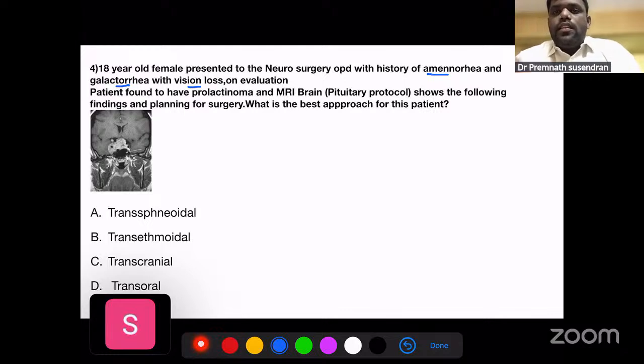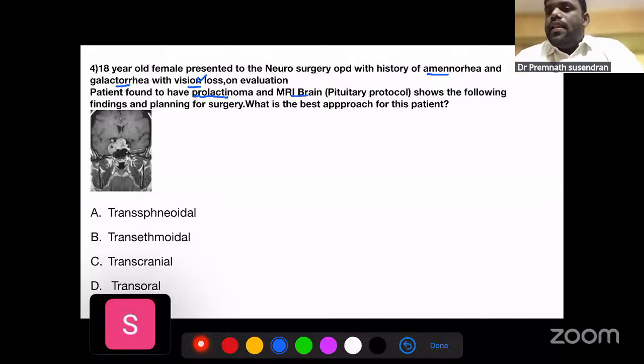On evaluation, the patient is found to have prolactinoma. It is a tumor of the pituitary gland, a pituitary adenoma, a hormone-secreting tumor where the prolactin level of the patient is very high. Because the prolactin level is high, the patient developed amenorrhea and galactorrhea. Because of the mass effect on the optic chiasma, the patient developed vision loss.